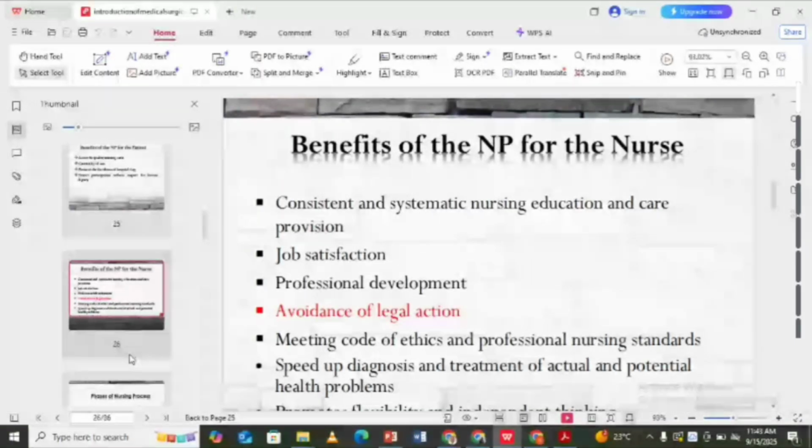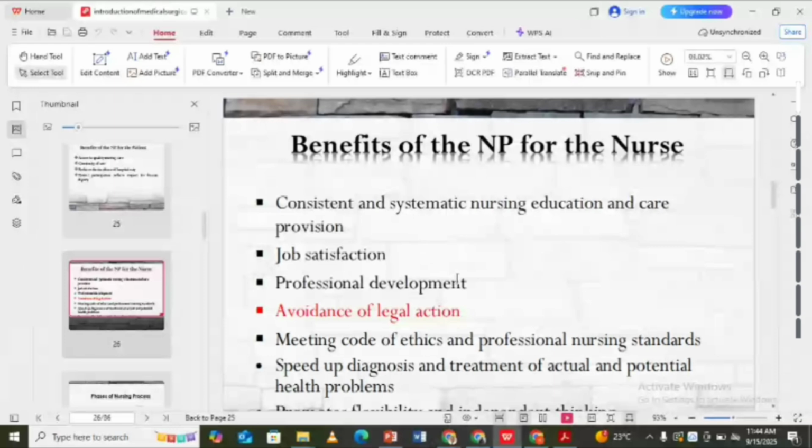There is professional development, because it allows for new learnings, for growth. Avoidance of legal action. You can see it highlighted in red. Because the nursing process allows documentation. It is very systematic and procedural. So anybody who wants to come and find out is able to see: you did the assessment, these were the issues you identified, and this is how they were attended to. It allows you that, and it reduces the risk of legal action. It meets the Code of Ethics and Professional Nursing Standards.